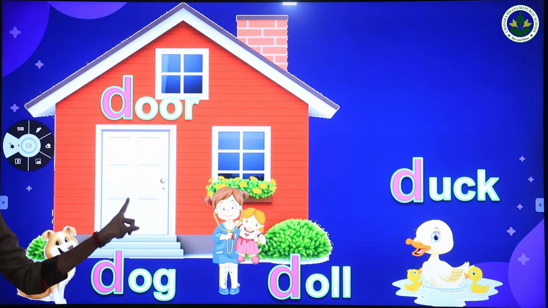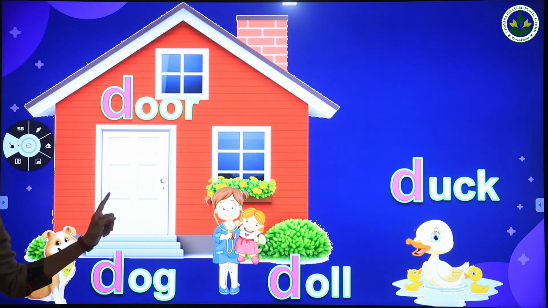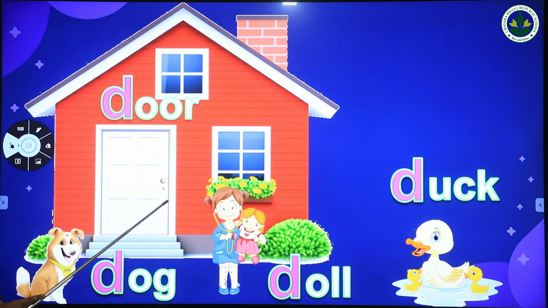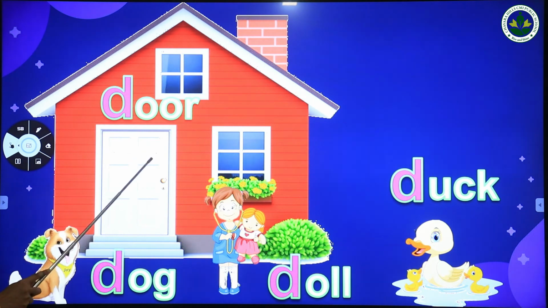And what is this? Yes, it's a door. What is this? Door. D is for door. Once again, D is for door. And who is this? Yes, it's a cute dog. What is this? Dog. D is for dog. Once again, D is for dog.